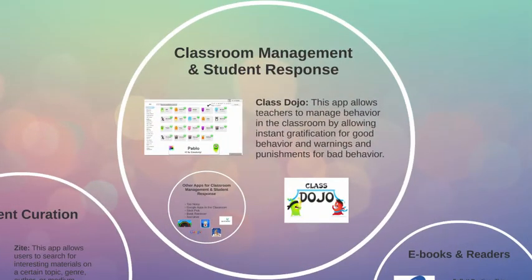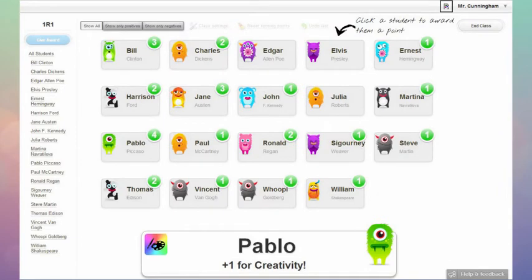Next, I'd like to talk about classroom management and student response systems. ClassDojo is the perfect example of this. This app lets the teacher manage the behavior in the classroom by giving instant gratification to their students or giving warnings for their bad behavior as well. As you can see, the class consists of all of your students, and you can choose to give rewards to your students, or you can take points away from them as well.